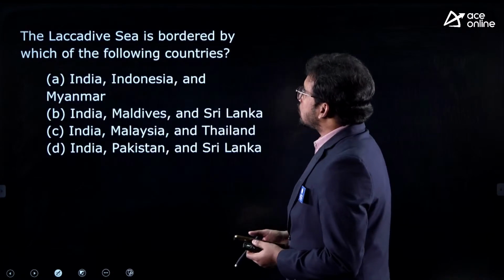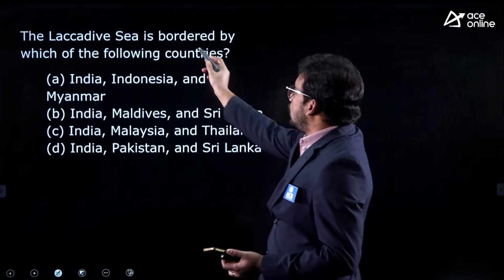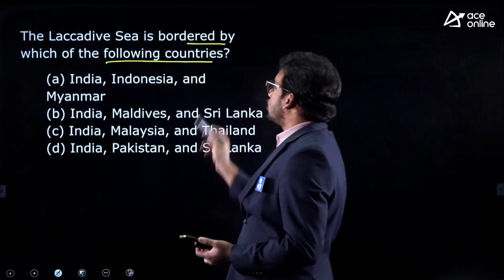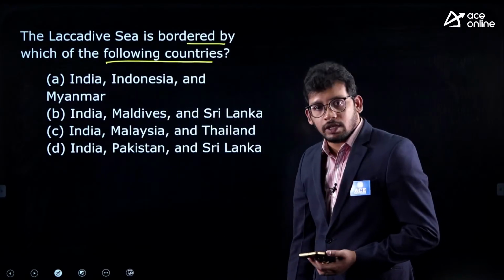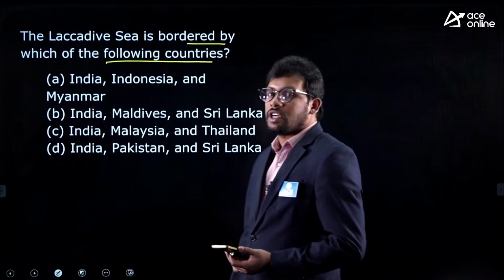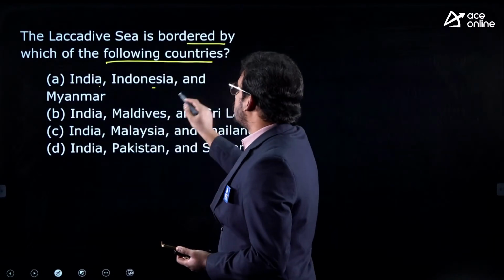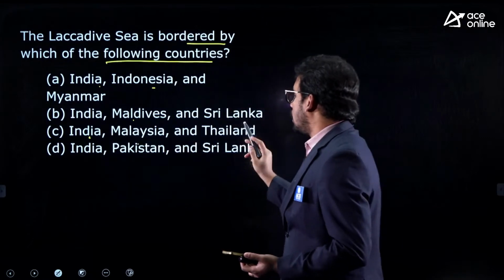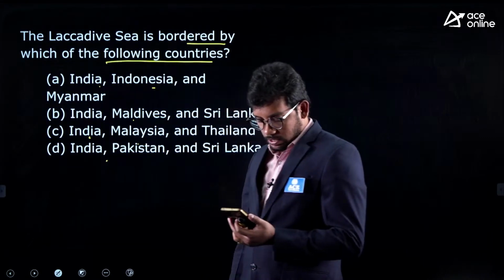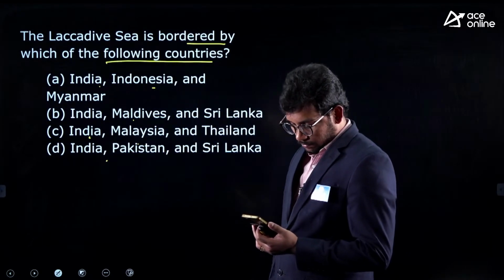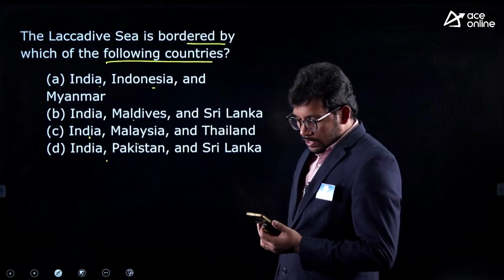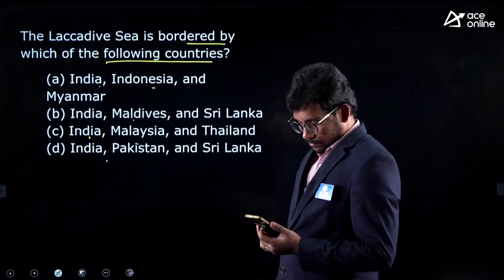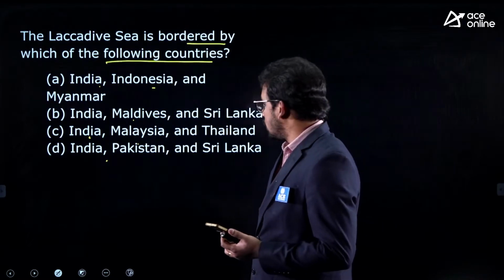Great. Next one, the Lakshadweep Sea is bordered by which of the following countries? So Lakshadweep Sea is bordered with which countries they are asking? India, Indonesia, Myanmar; India, Maldives, Sri Lanka; India, Malaysia, Thailand; India, Pakistan, Sri Lanka. What is the answer for this question? So someone has already answered. Very good.